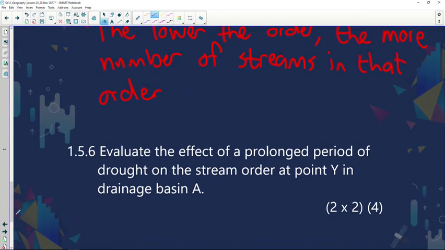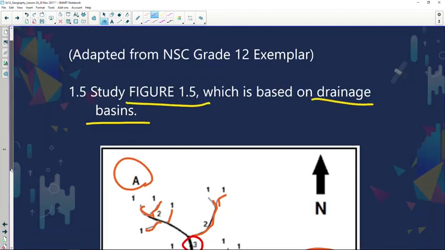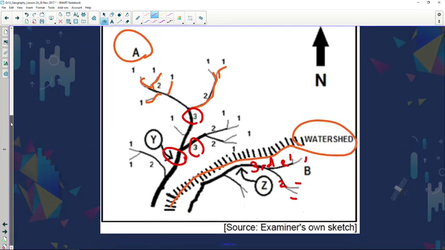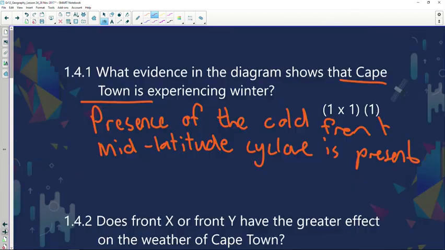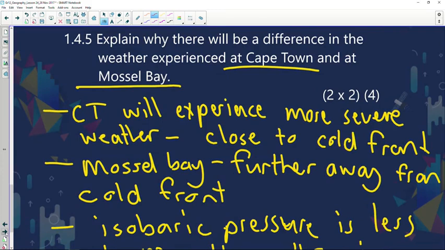Evaluate the effect of a prolonged period of drought on the stream order at point Y in drainage basin A. Now let's quickly just have a look at stream order Y, situated over there. Now imagine we experienced a drought. What will it have an effect on the stream order at Y? Obviously, first of all, it will change the stream order to a lower value. It will not be a 3 anymore. So that will be your correct answer.